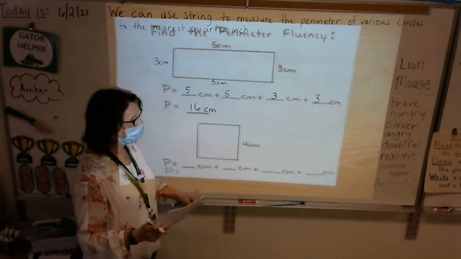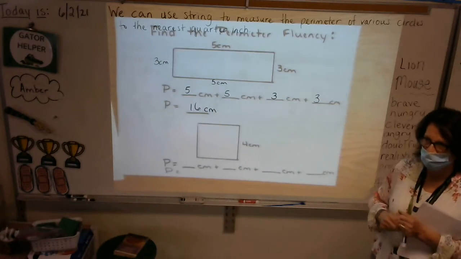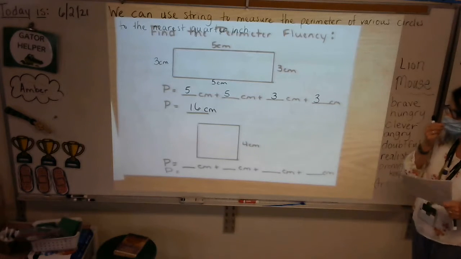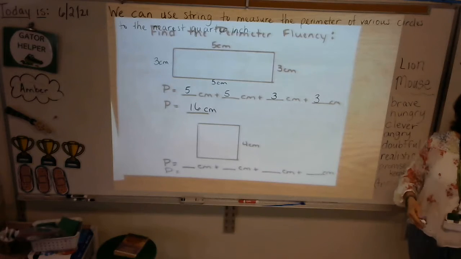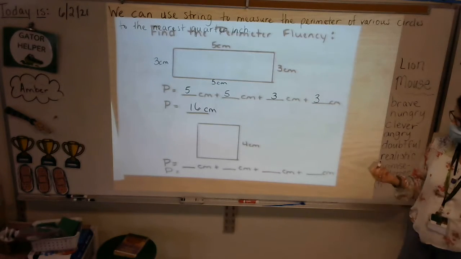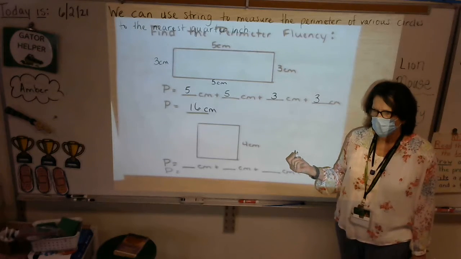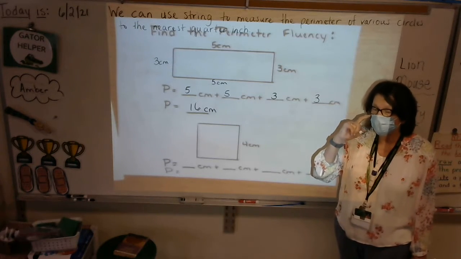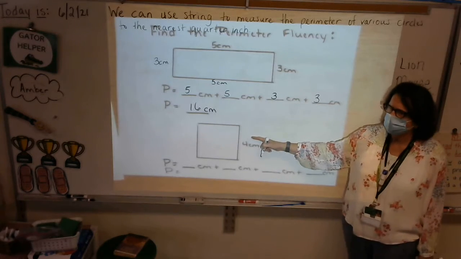Okay? Let's look at the next one. How many sides does our next shape have, Eli? 4 sides. Do you know what that shape is called, Eli? It's called a square. Why is it a square? Because it has 4 corners. 4 corners. Okay, 4 corners, 4 sides. But so does this. This has 4 corners and 4 sides.